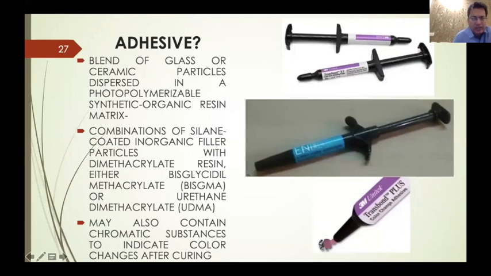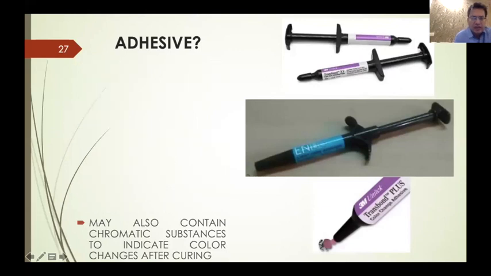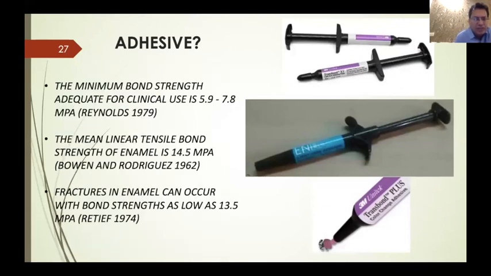So you have to understand that an adhesive is basically a blend of glass or ceramic particles dispersed in an organic matrix. This silane coated inorganic filler can be bis-GMA or UDMA, and there are some chromatic materials which could be added. Now, what is the minimum bond strength? The minimum bond strength adequate for clinical use according to Reynolds is 5.9 to 7.8 megapascals.